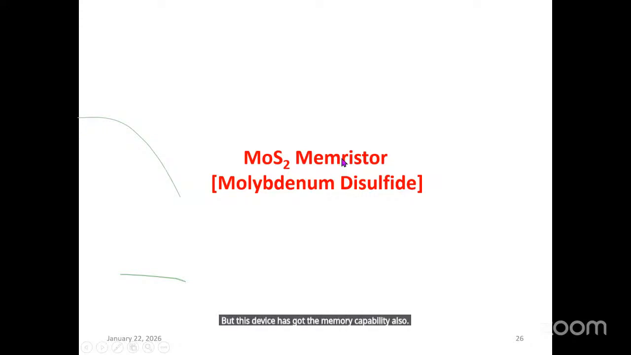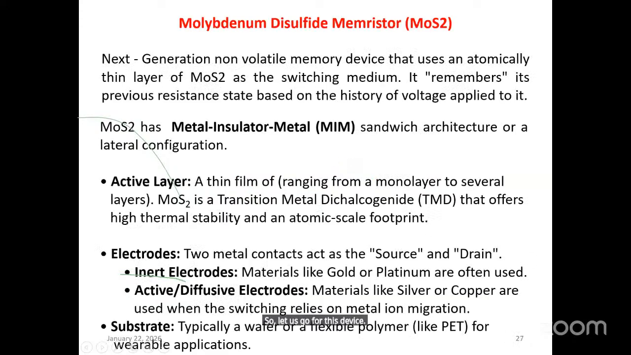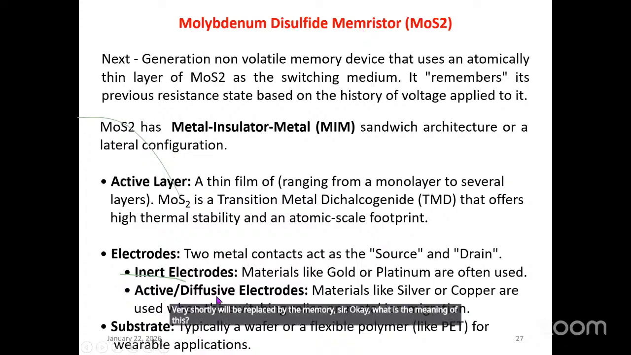So let us go for this device. It's again becoming very famous in case of bulk memories. Nowadays laptops and all are coming with SSDs, the chip memories, not the hard drives, not hard disks now. So those memory chips can very shortly be replaced by the memristor. What is the meaning of this? Purposely, I will read it out so that you will have the continuity.